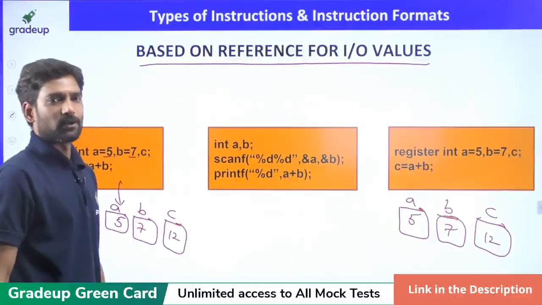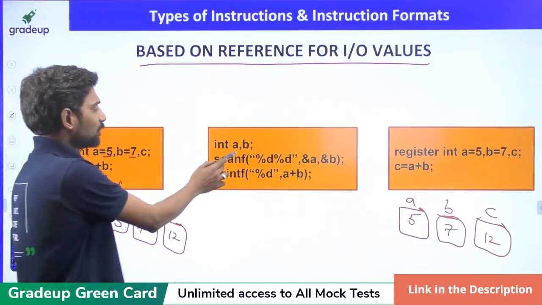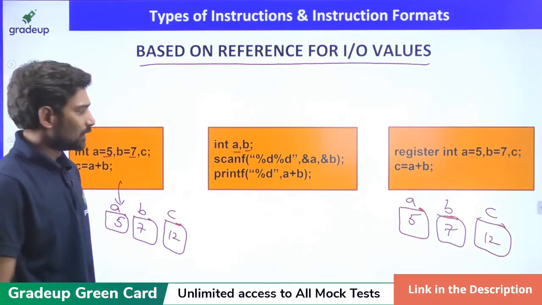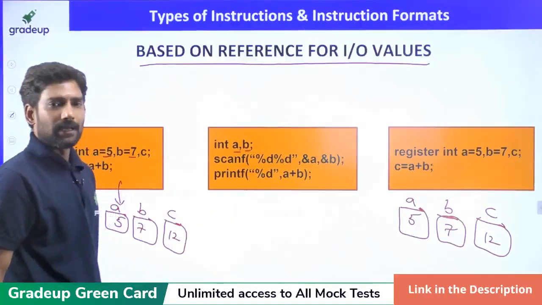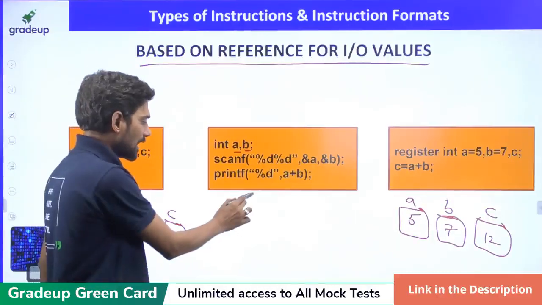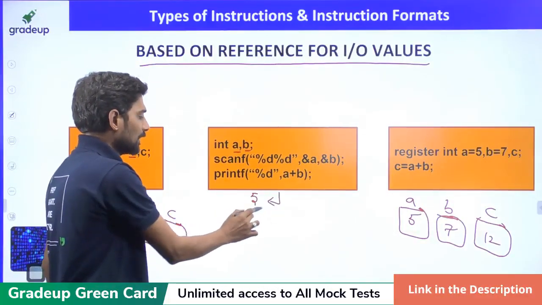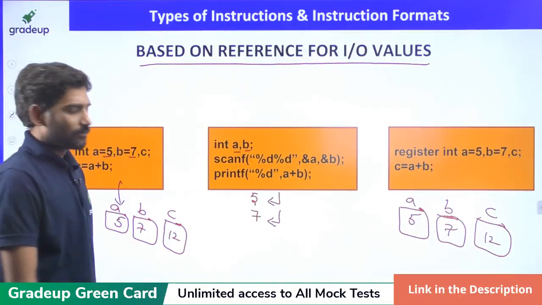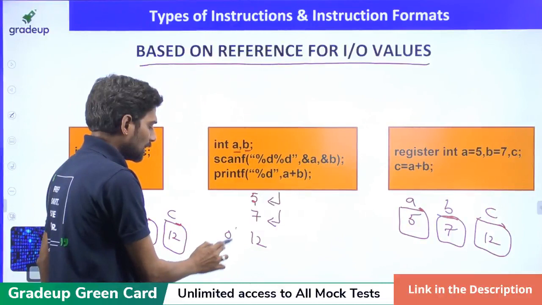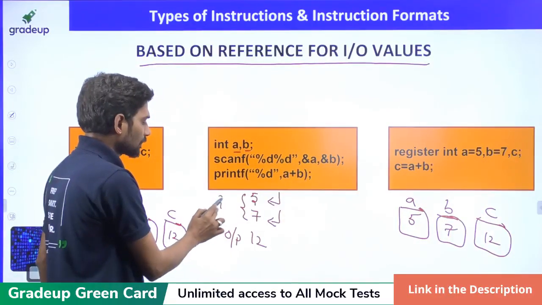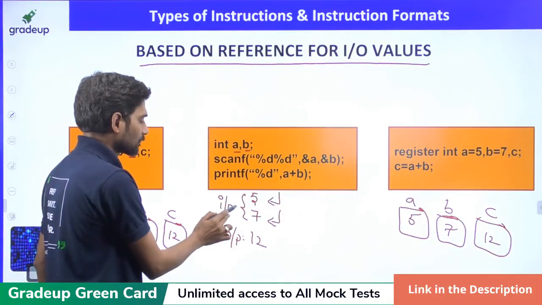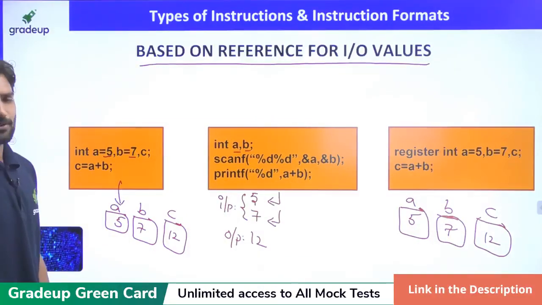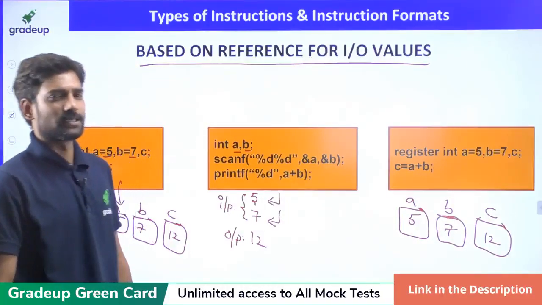But in the second snippet, if you observe, I am not initializing the A value and B value, I have just declared them. Using scanf, I give the input for A as 5, enter. I give the input for B as 7, enter. Then I get the output 12. Same inputs, same outputs, values are not changed. But what's the difference you find?